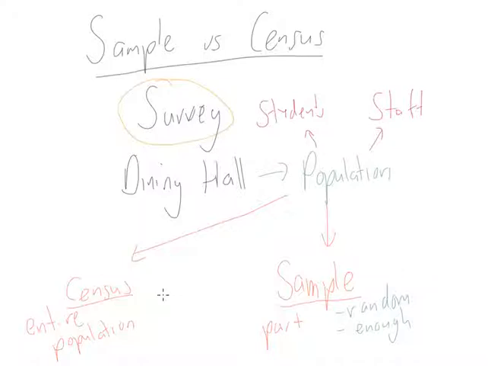Okay, big ideas, population, everyone involved. Census, you're surveying everyone involved. Sample, you're surveying only a part of the population. Not every student is going to be in there, not every staff member. You might take every 10th person, you might take half the population, etc. Census, every single person. I hope that is clear.